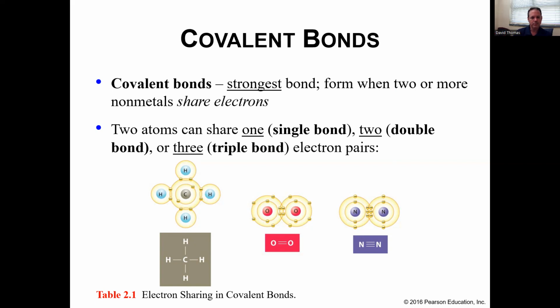Oxygen is here, and notice that there are two lines. Each of those lines represents a covalent bond. So this oxygen has two covalent bonds, and that's a double bond. That's an even stronger type of bond there. And then you have a triple bond whenever you have three covalent bonds being shared.